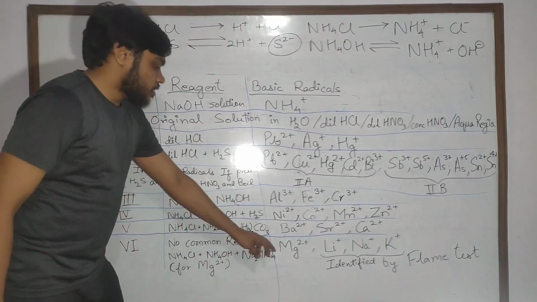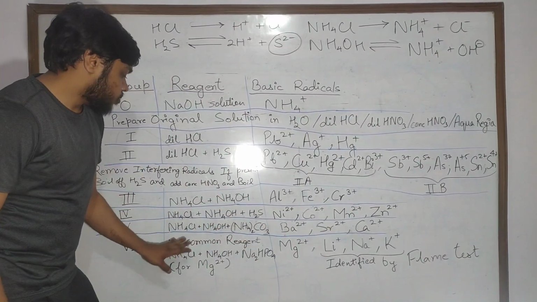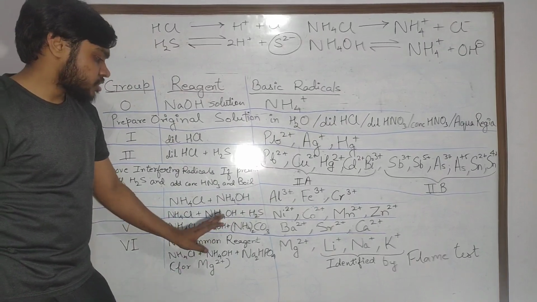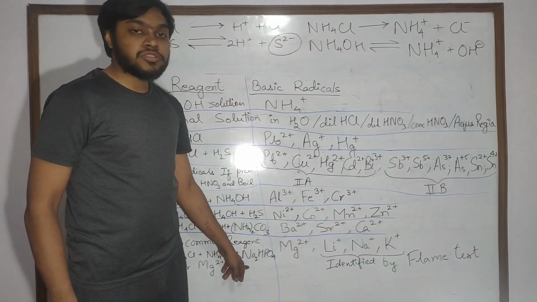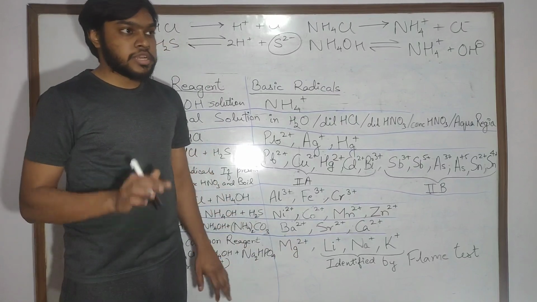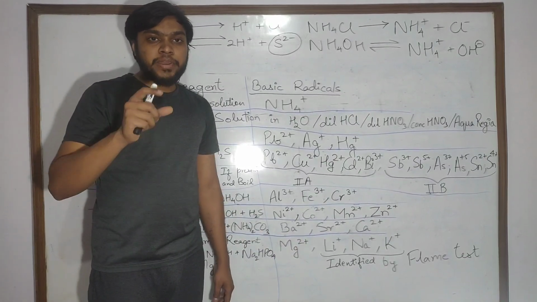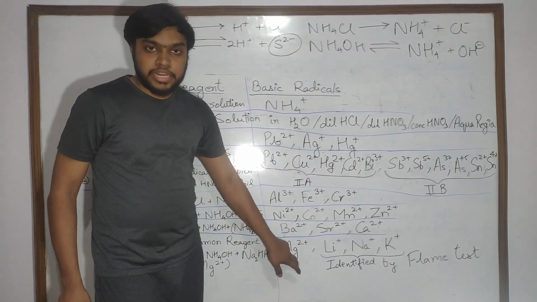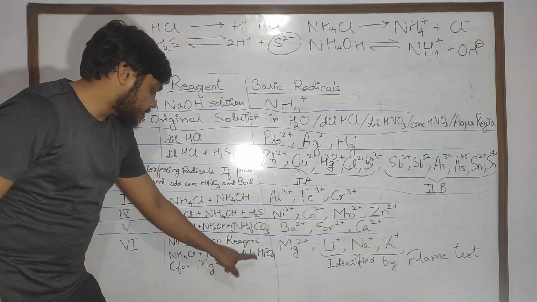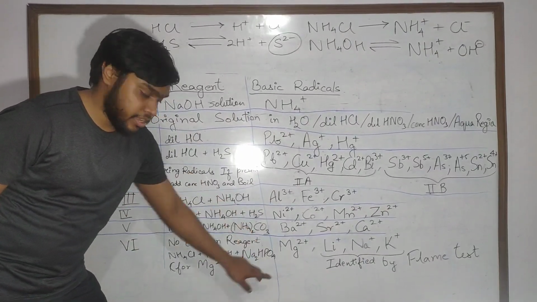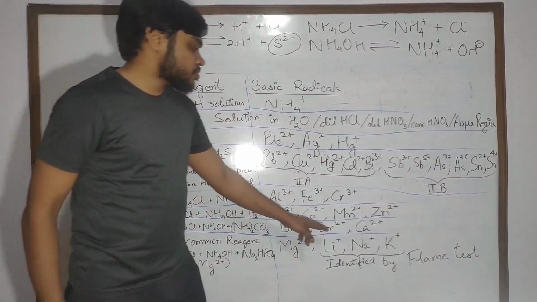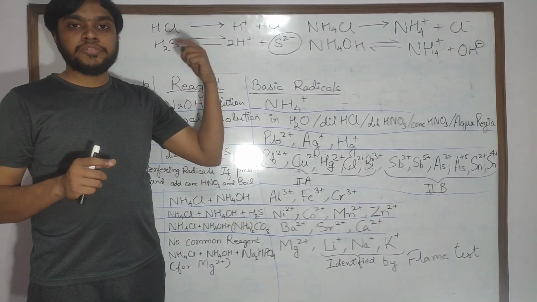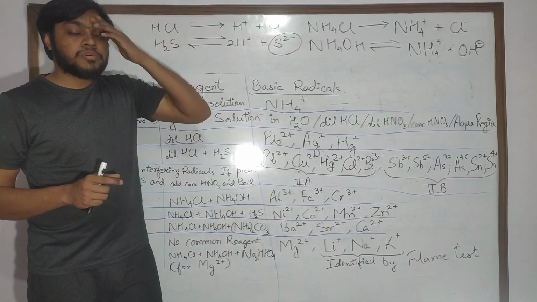Now, there is a reagent for magnesium ion. You know that we already have ammonium chloride and ammonium hydroxide in our solution. We add disodium hydrogen phosphate into it, so a crystalline precipitate of magnesium ammonium phosphate is formed. In that way we test for magnesium ions. This reagent is only for testing magnesium ions, and lithium, sodium and potassium are tested by flame tests, and there are also some different tests which I will be demonstrating in my other video.